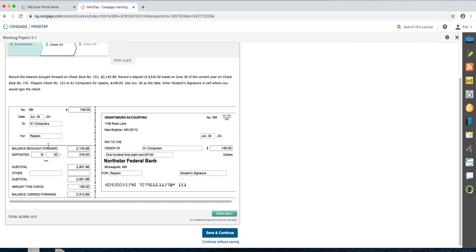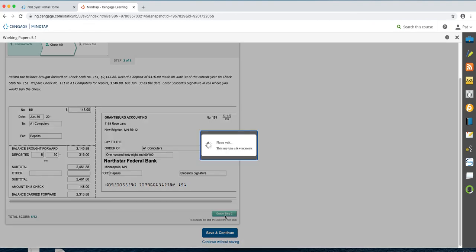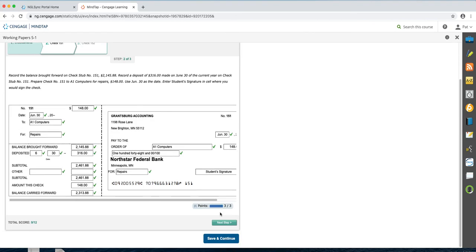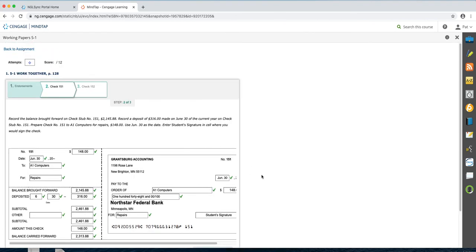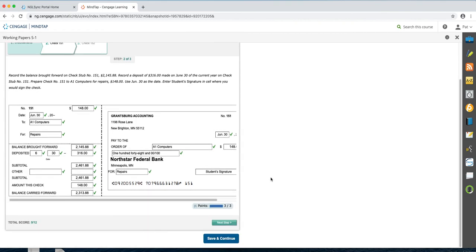Okay. And then you go through and do this exact same thing the next time through. And I will stop the video because that's going to be the same thing that you'll do. You just follow the order. If they have a deposit, you write it. If they don't, you just drop the subtotal. If there is no other, then you drop the subtotal. Then you subtract the check, and then we write the check. That's the work together.